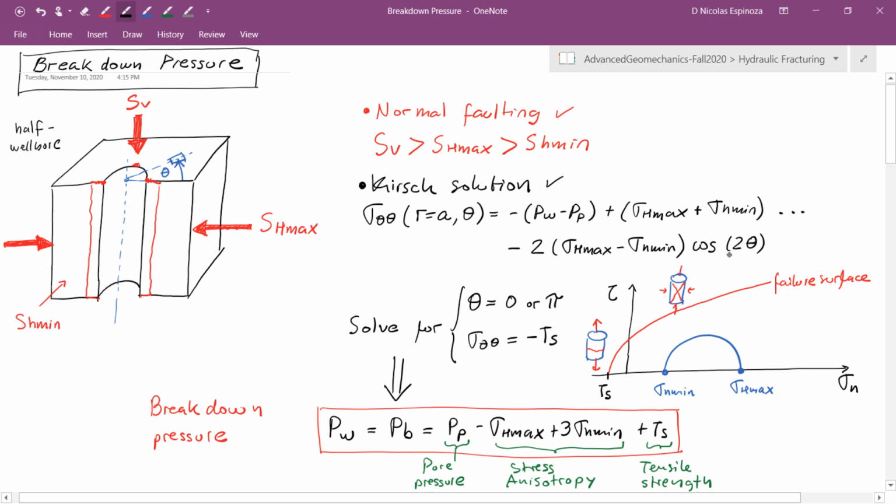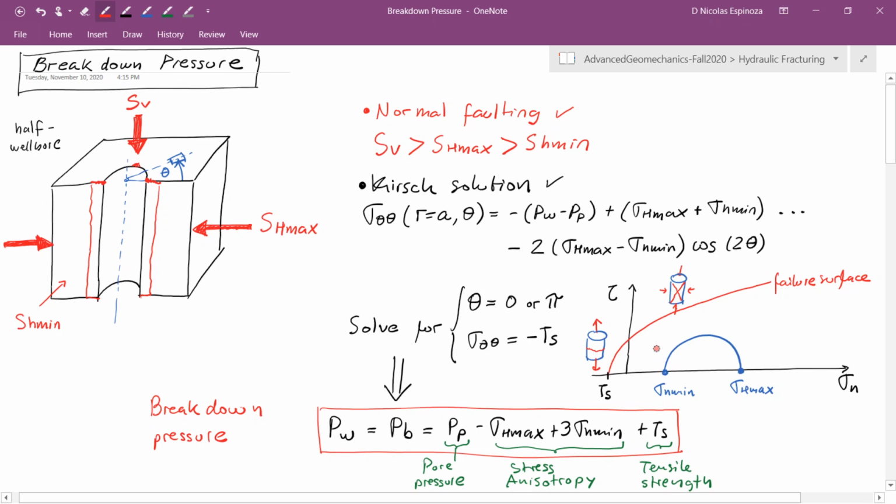In regions in which theta is equal to 0 or pi, I'm going to have the lowest hoop stress possible. And if I match that to the tensile strength, that's what is going to give me what is called the breakdown pressure, solving for the pressure in the wellbore that gets to that value of tensile strength.